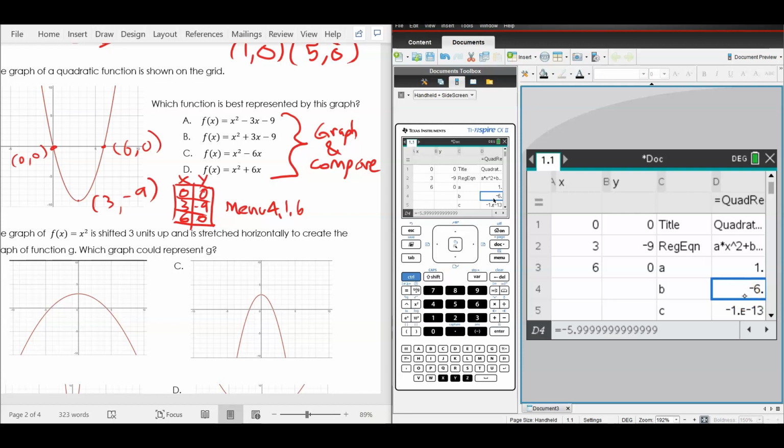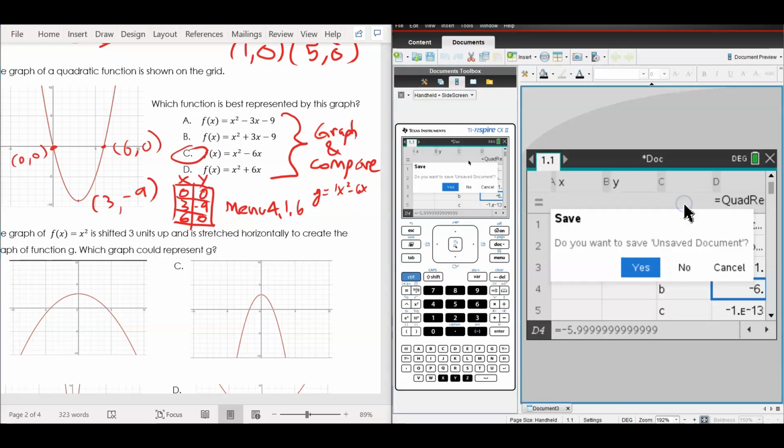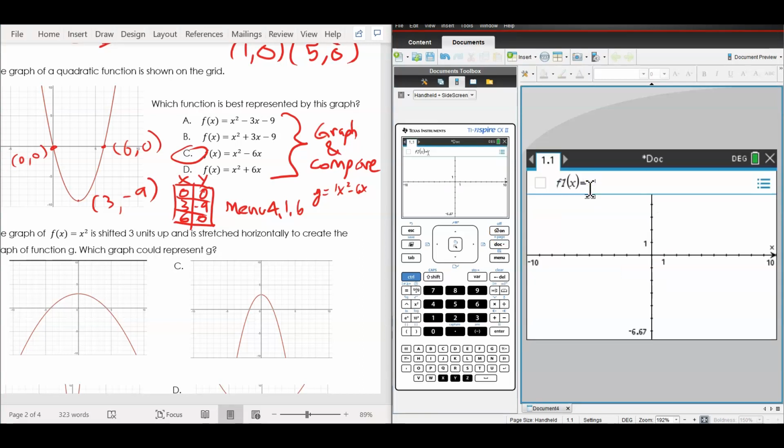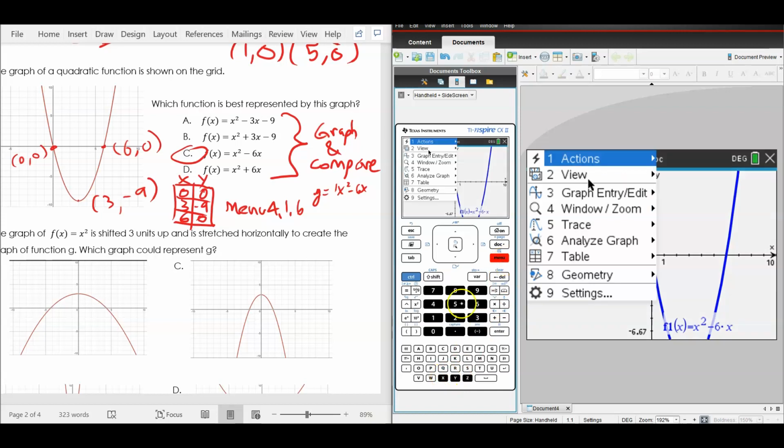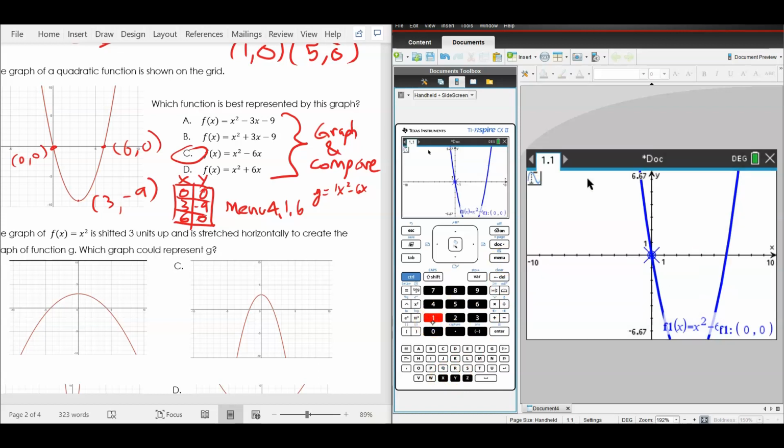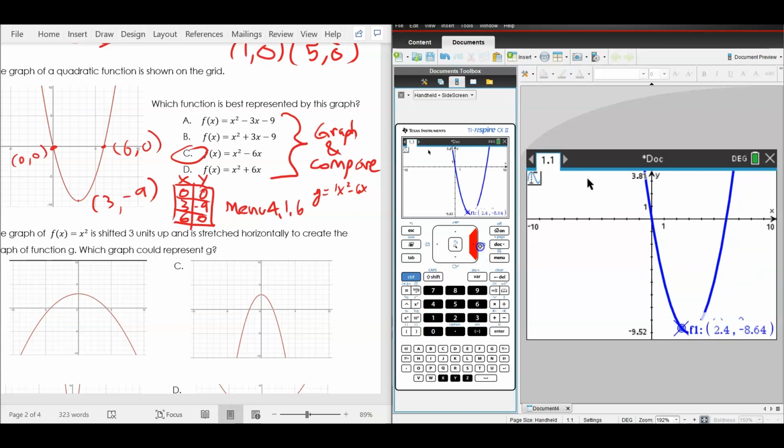Okay, so y equals 1x squared minus 6x, which is c. Another way you can do it is if you start graphing all of these, and I'm going to cut to the chase. If I graph letter C, x squared minus 6x, and I hit menu 5-1 for trace, 0, 0 is on here, go to the right, 3, negative 9 is on there, just like I know I need.